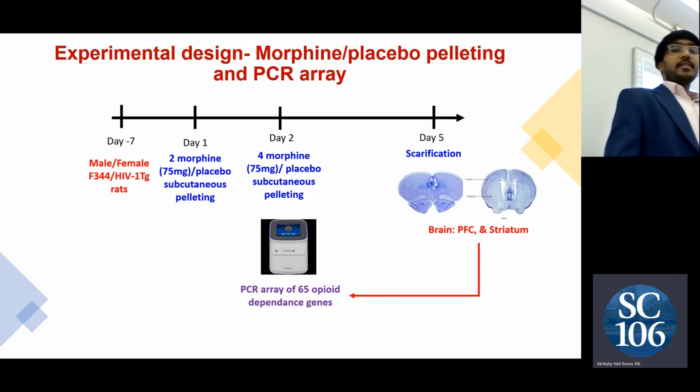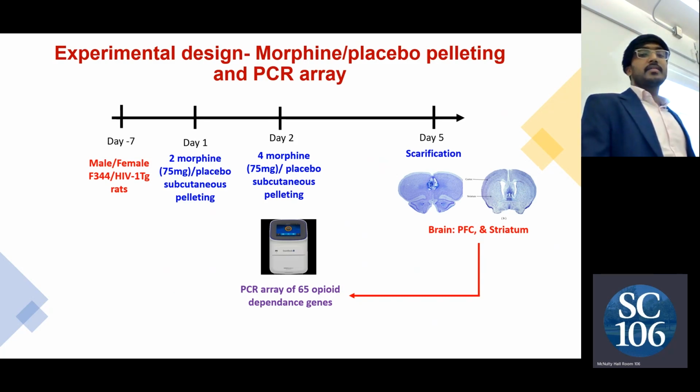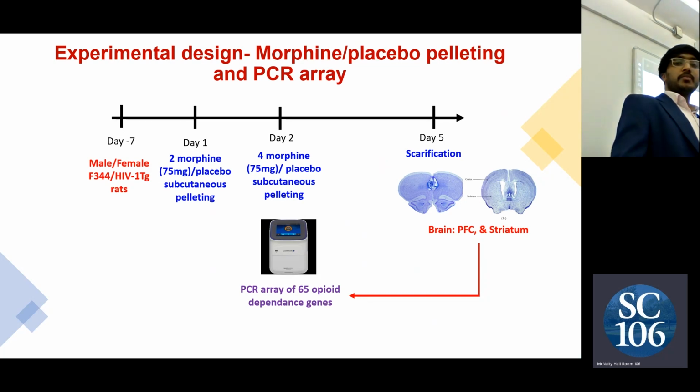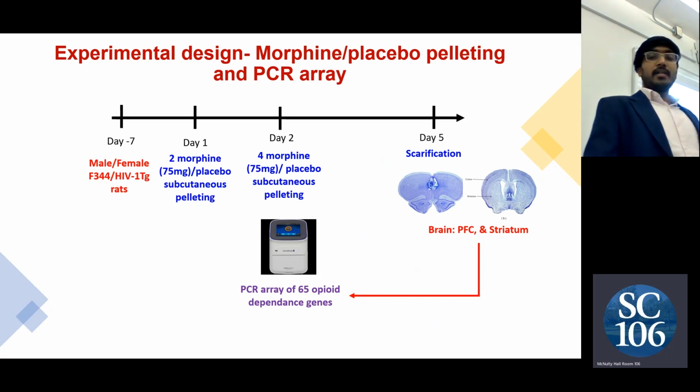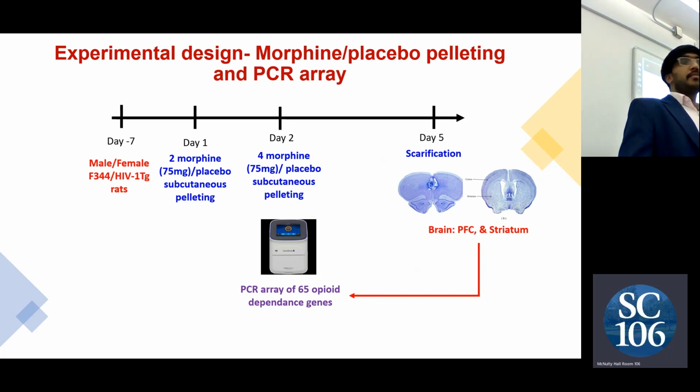Coming to the experimental design, we took both male and female F344 and HIV transgenic rats, and these rats received either morphine or placebo pellets. On day one, they received two pellets, and on day two they were given four morphine pellets by subcutaneous pelleting. On day five at morphine tolerance, they were sacrificed, the brains were collected, and the prefrontal cortex and the striatum were isolated.